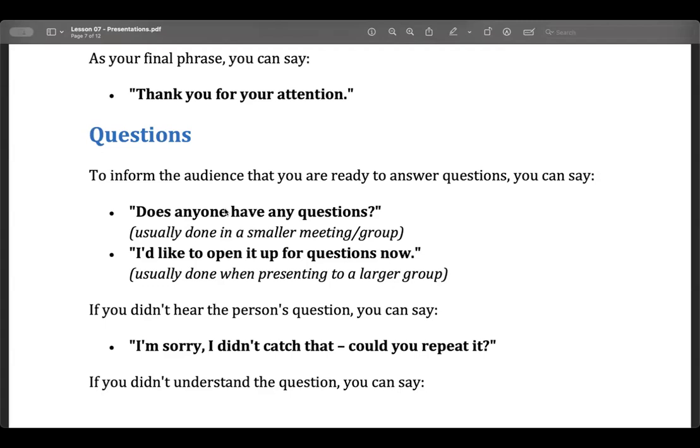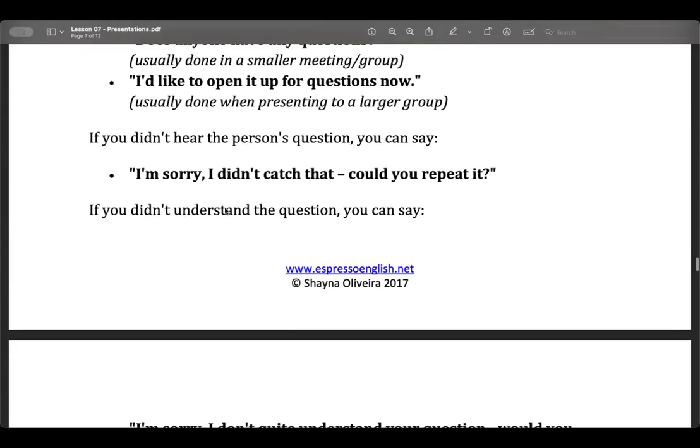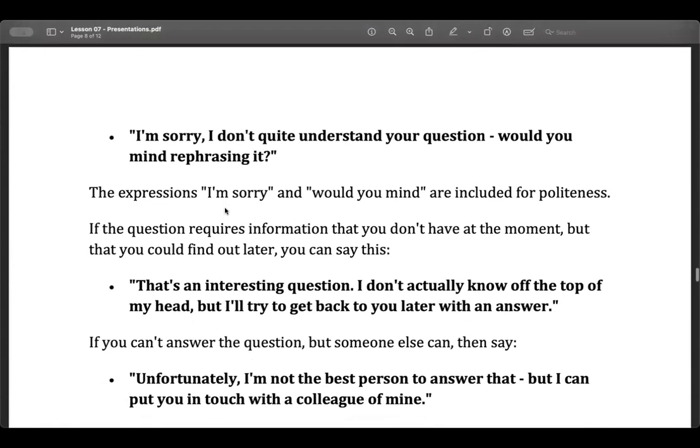If you didn't hear the person's question, you can say, I'm sorry, I didn't catch that. Could you repeat it? If you didn't understand the question, you can say, I'm sorry, I don't quite understand your question. Would you mind rephrasing it? The expressions I'm sorry and would you mind are included for politeness.